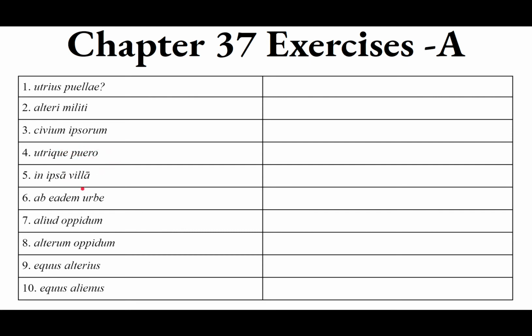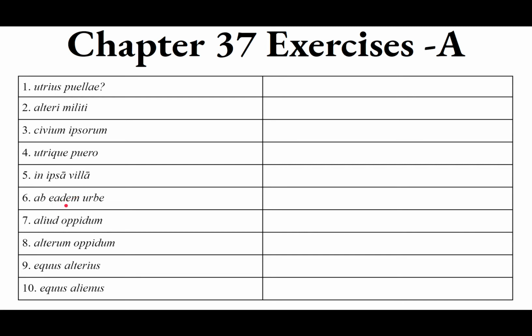Number 5, in ipsa villa. In ipsa villa, we have in plus the ablative showing location, ipsa, ipsa, ipsum, to agree with villa, I, feminine farmhouse. In the farmhouse, and ipse, the emphatic, the intensive pronoun, and it's ablative singular feminine, ipsa, to agree with villa. In the farmhouse itself. In the very farmhouse. You know which one, the emphatic, this one, that farmhouse. You know, ipse, the farmhouse itself.